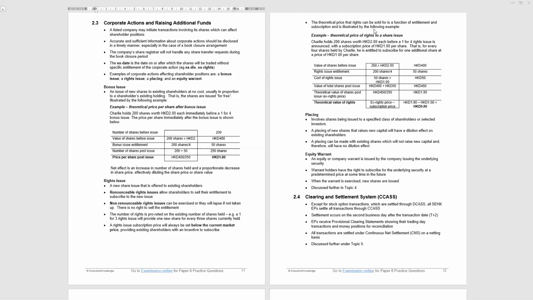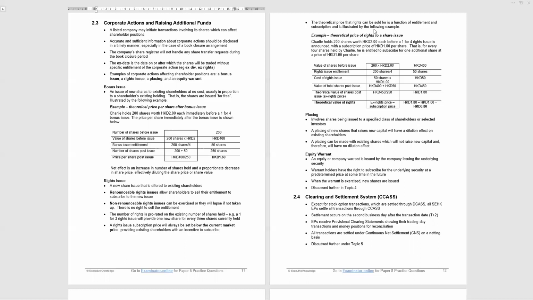Summarizing the bonus issue there, the net effect is an increase in the number of shares held and a proportionate decrease in share price, effectively diluting the share price or share value, but not diluting your interest. That's quite important. It dilutes the share price, but not your interest. You will still have the same proportion of shares.